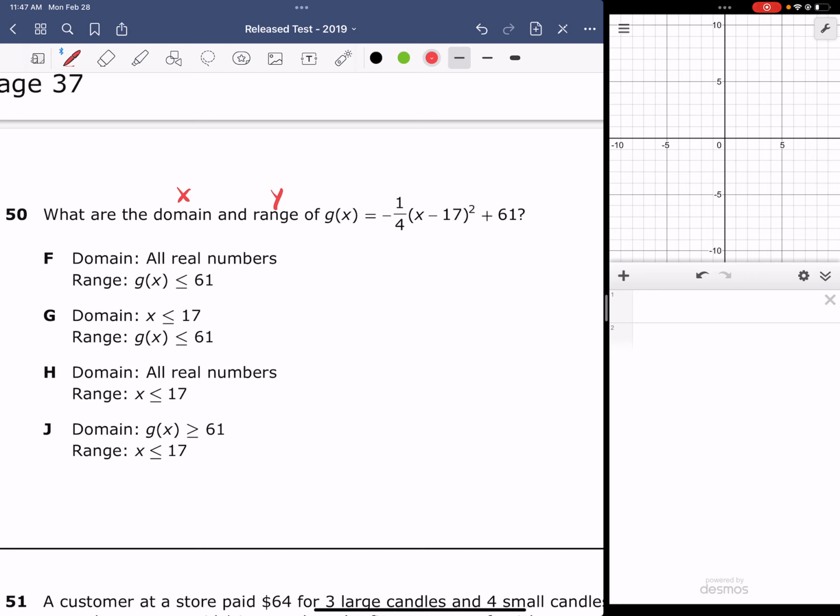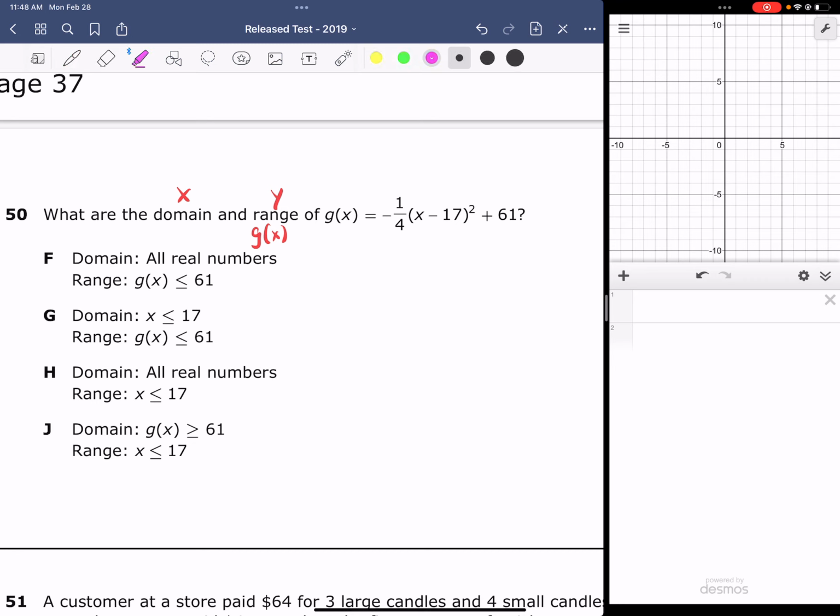Or another way to say range instead of y might be g of x, which is what they're going to use in this problem. So if we see any answer choices that have a domain that says g of x, or a range that says x, we know those are automatically incorrect.